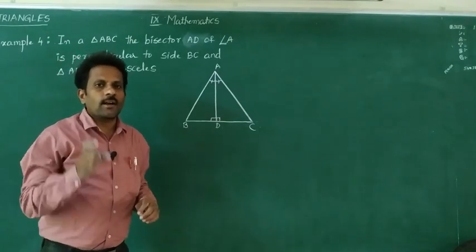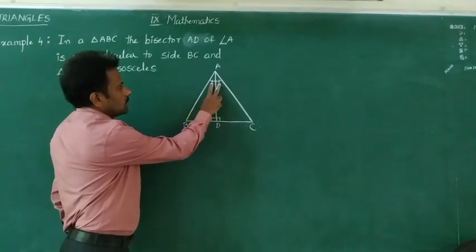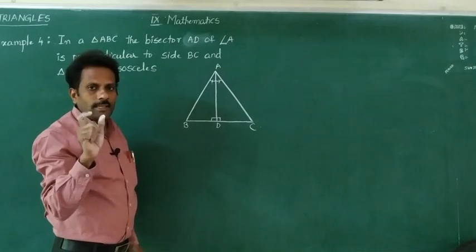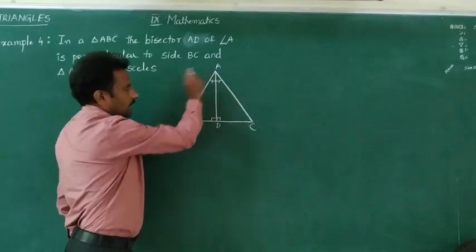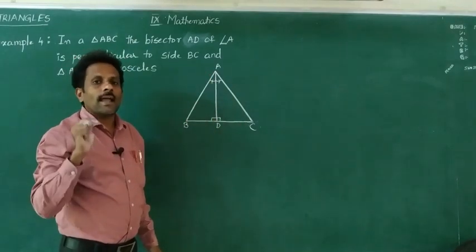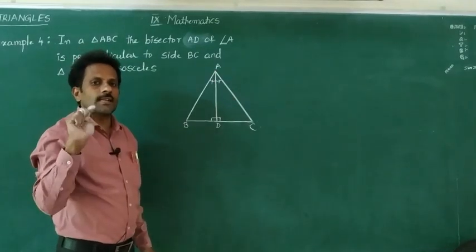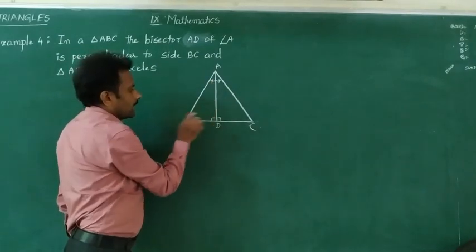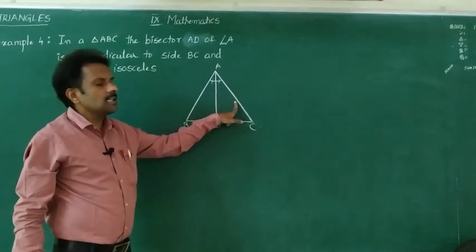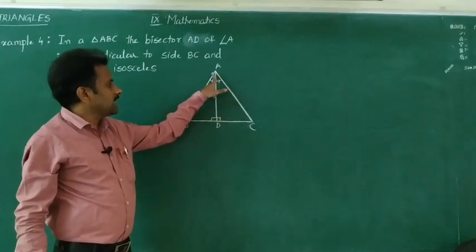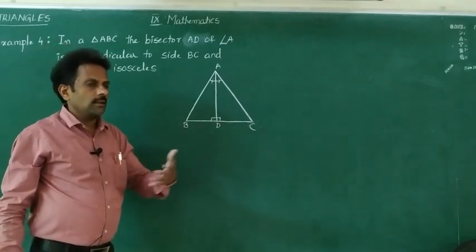Just think of what matching parts we can identify. First of all, these two angles are equal, so one pair of corresponding equal angles we got. Next, angle BDA equals angle CDA, that means two pairs of corresponding angles we have got. Next, AD is common, one pair of corresponding equal sides we got. So by angle side angle we can show that these two are congruent. Thereby we can show that AB equals AC, and thereby that ABC is an isosceles triangle. So that is the approach of the example.